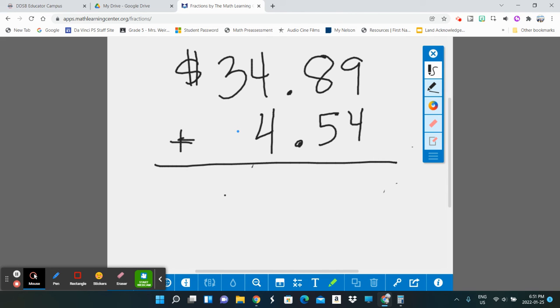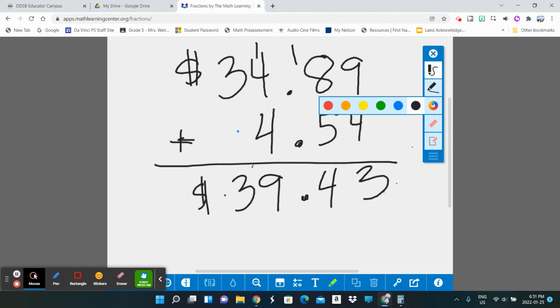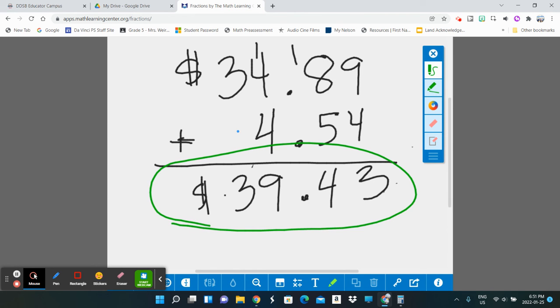9 plus 4 is 13. 1 plus 8 is 9. 9 plus 5 is 14. Bring my 1 over here. 1 plus 4 is 5, plus 4 more is 9, and 3 plus nothing is 3. So the actual cost for that Elite Trainer box, or whatever you're buying for your Pokemon, is $39.43.